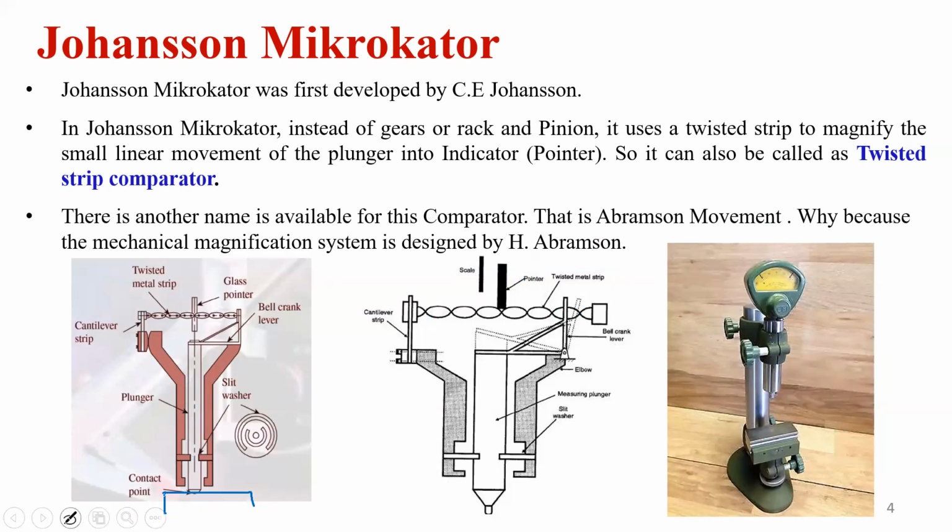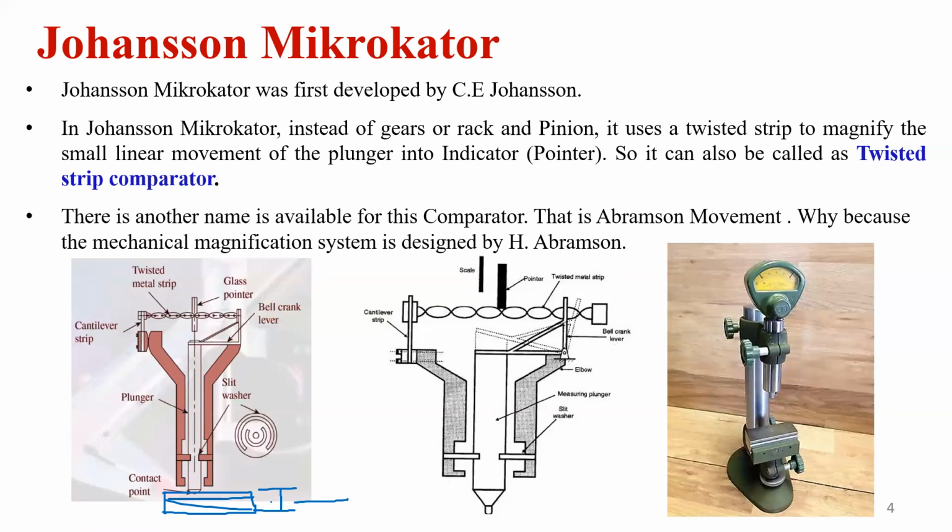Then we will remove the working standard. Generally we use slip gauges. These slip gauges are used as the working standard to set the required dimension. We take the reading on the calibrated scale, and then we remove the working standard.